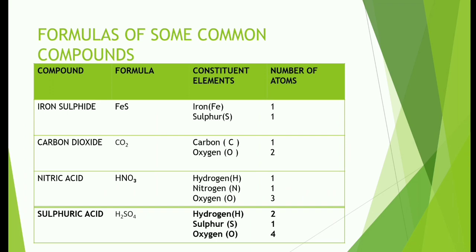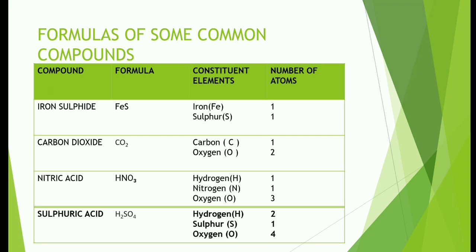How can we say that? Because if we look in the formula FeS, after Fe there is no subscript number, it means the number is 1, and after S again there is no subscript number, it means the number is 1. So the number of atoms in both the elements will be 1 and 1.